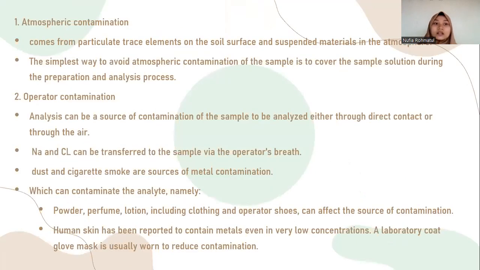Number 1, atmospheric contamination comes from particulate trace elements on the soil surface and suspended material in the atmosphere. The simplest way to avoid atmospheric contamination of the sample is to cover the sample solution during the preparation and analysis process. Number 2, operator contamination. Analysts can be a source of contamination of the sample to be analyzed either through direct contact or through the air.